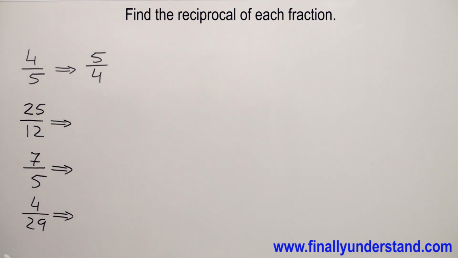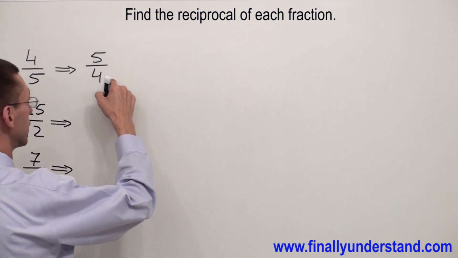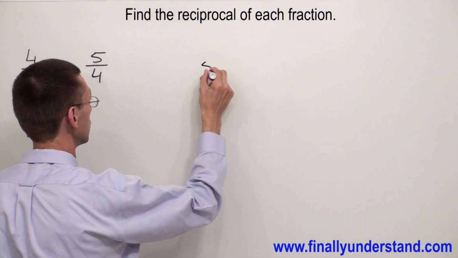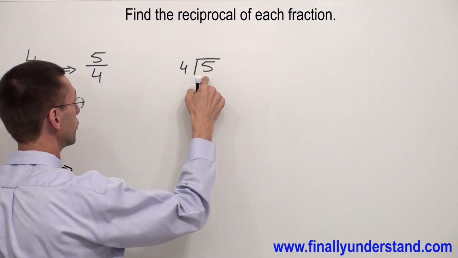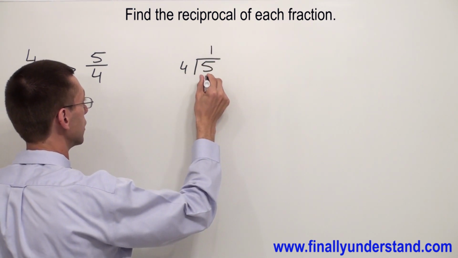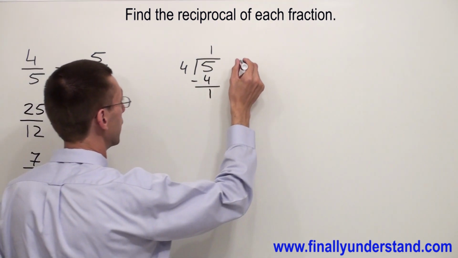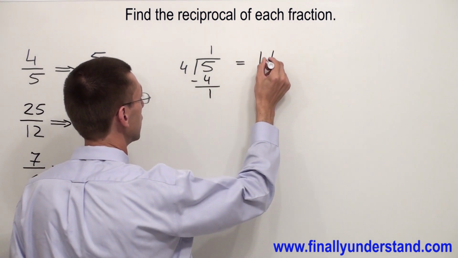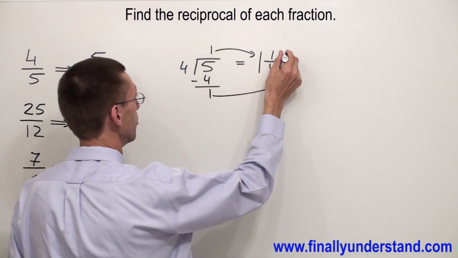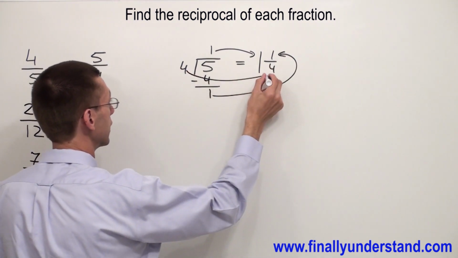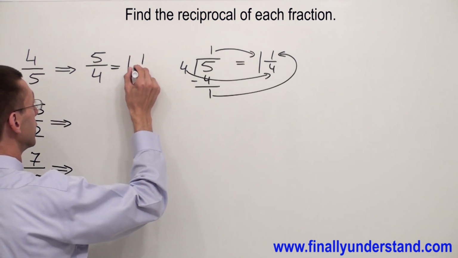Now, you have to keep in mind that we have to convert an improper fraction to a mixed number. How can we do that? Let me remind you, we're supposed to divide 5 by 4. How many times does 4 go into 5? 1. 1 times 4 is 4. 5 minus 4 is 1. My answer is 1 and 1/4. Remember, the top number always goes to the front, the remainder goes to the numerator, and the divisor goes to the denominator. My answer is 1 and 1/4.